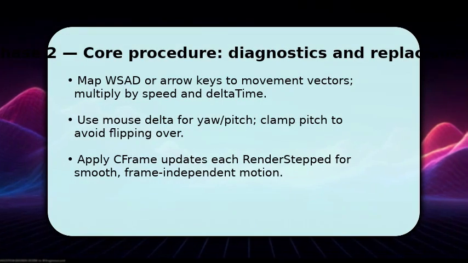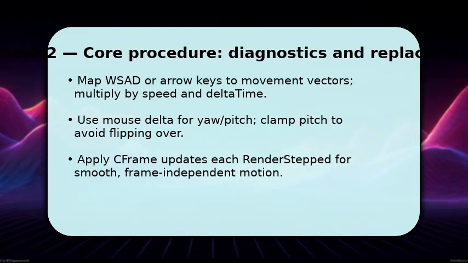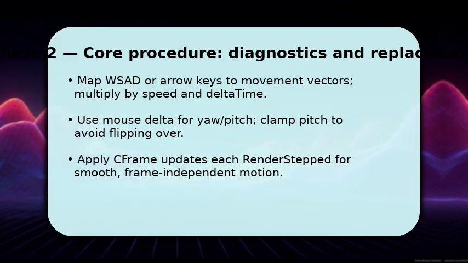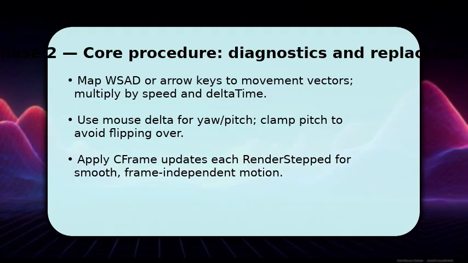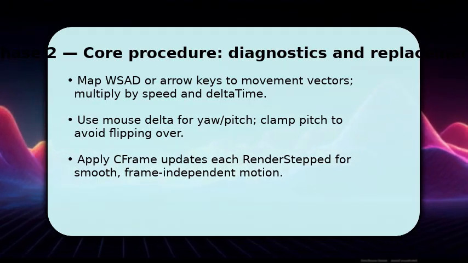Now implement the core loop. Read keyboard axes and convert them into a movement vector relative to the current camera orientation. Then sample mouse delta to update yaw and pitch. Make sure to clamp pitch between about -80 degrees and 80 degrees so the camera never flips.